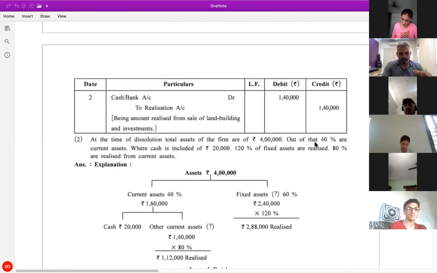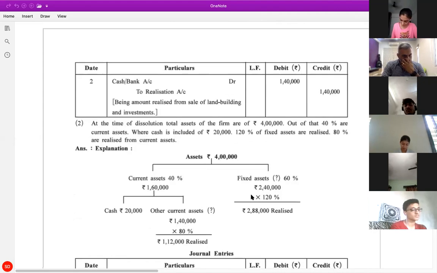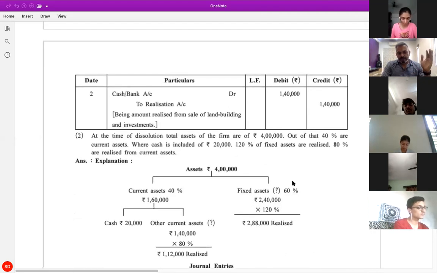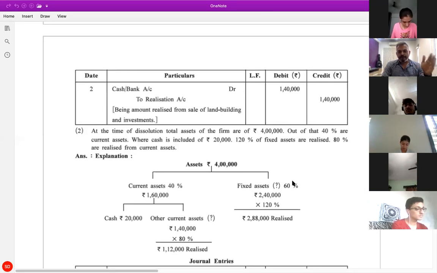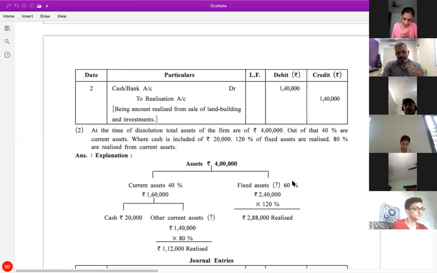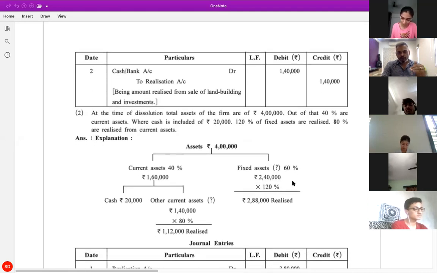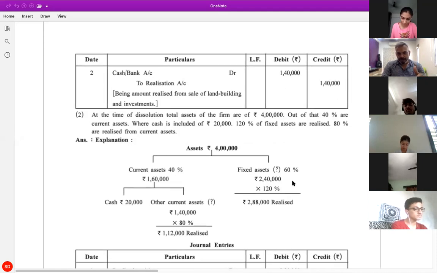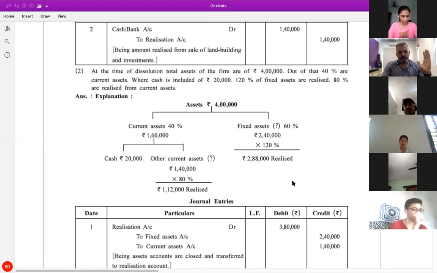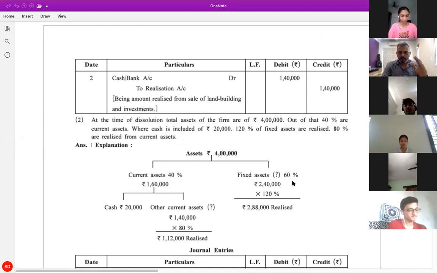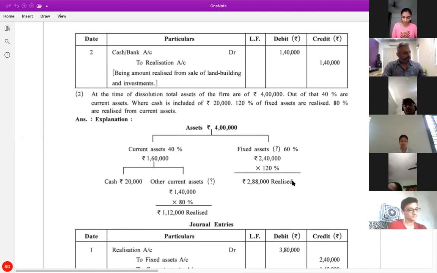Now, second, at the time of dissolution of the firm, total assets are 4 lakh. Out of that, 40% are current assets, where cash is included of 20,000. 120% of fixed assets are realized, and 80% are realized from current assets. So again, extremely important question number 2. Please mark it.